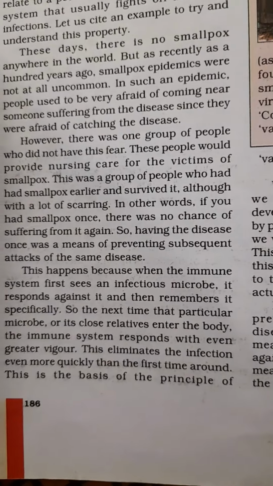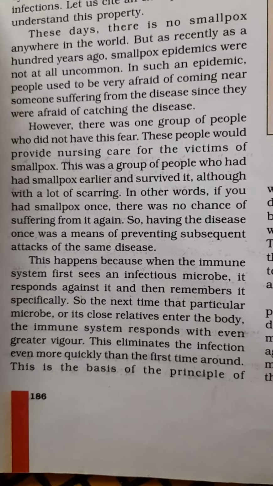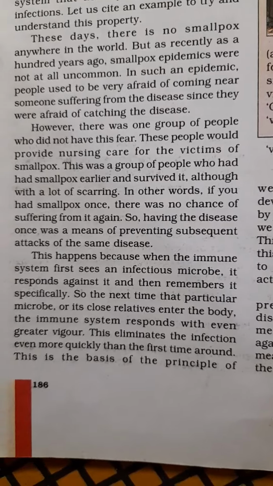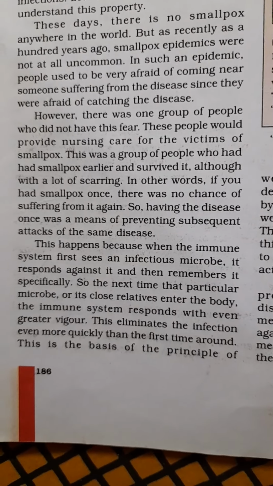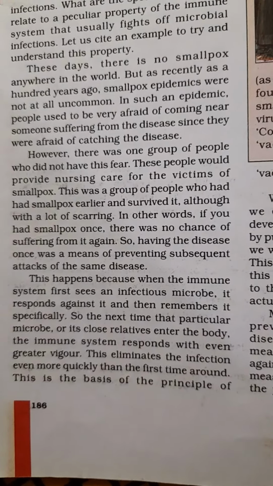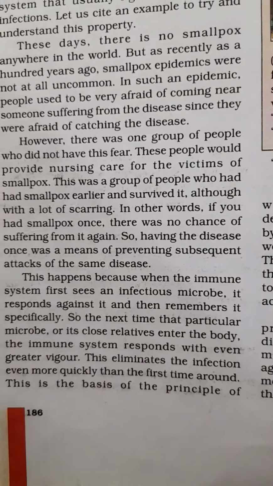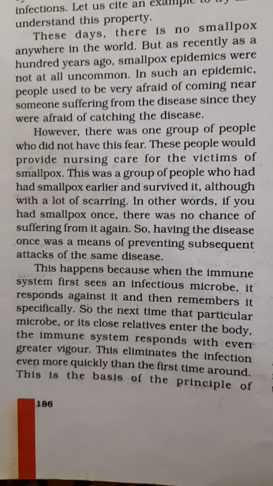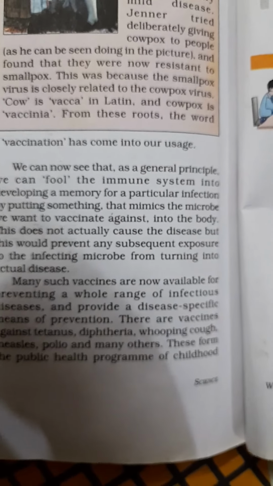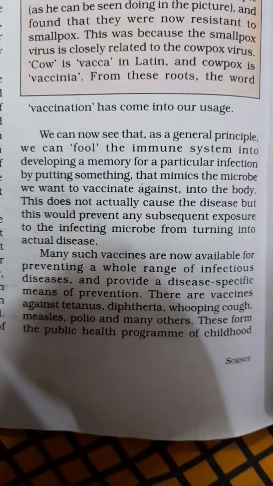So it happens when the immune system first sees an infectious microbe. When an infectious microbe enters the body, the immune system fights it and then remembers it specifically. So next time that microbe enters the body, the immune system already remembers it, and it will respond with great vigor. So this eliminates the infection more quickly than the first time. So this is the concept of vaccination.